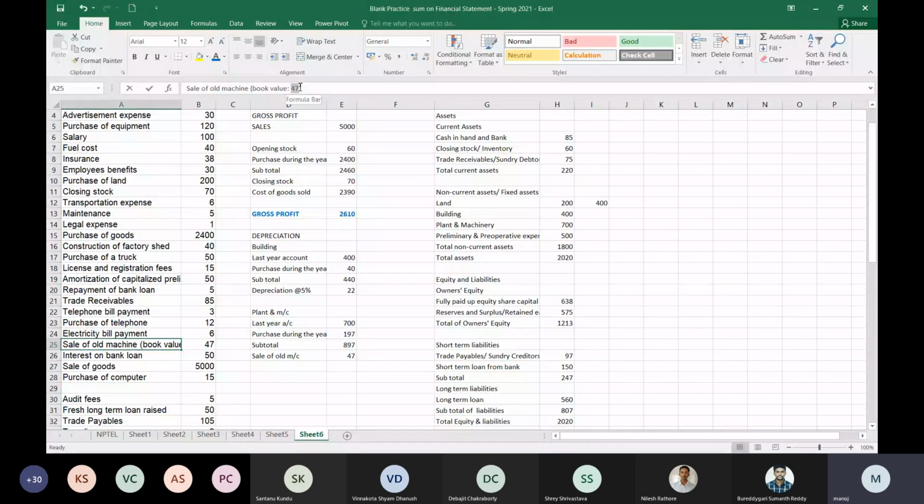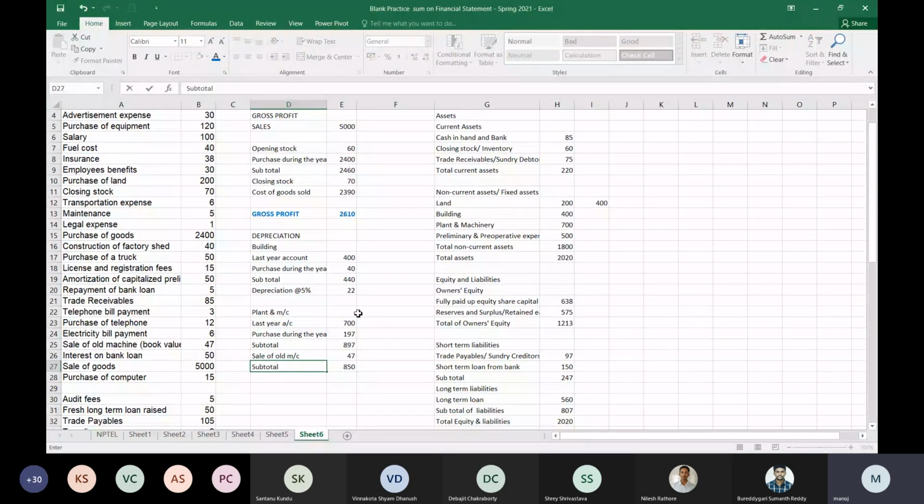If the book value would be say not 47 but say 50, that means we are selling the machine at a loss. If the book value is 50 rupees, we are selling at 47, that means we are incurring 3 rupees of loss. Then we have to show that loss in our profit and loss account. I'll show you later. For the time being, let us move forward with this. Sale of old machine should be subtracted. So subtotal becomes this minus this. So total machines become this.